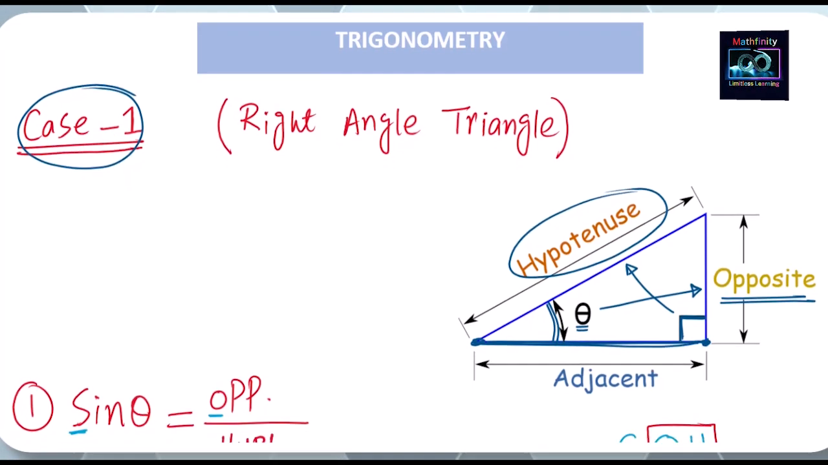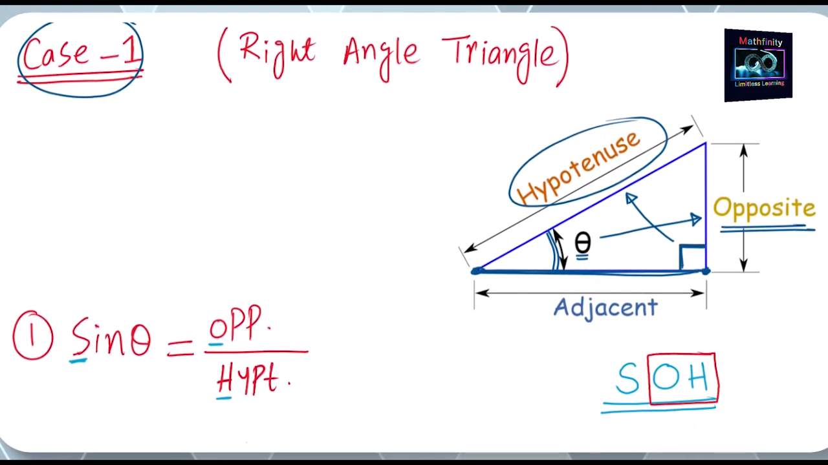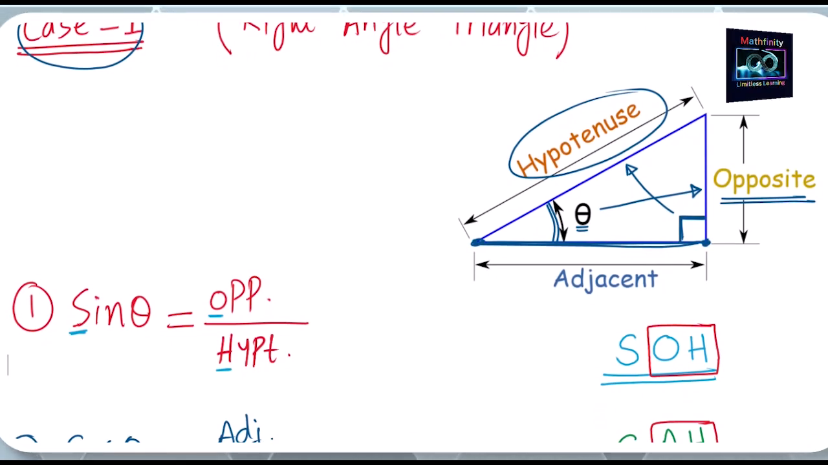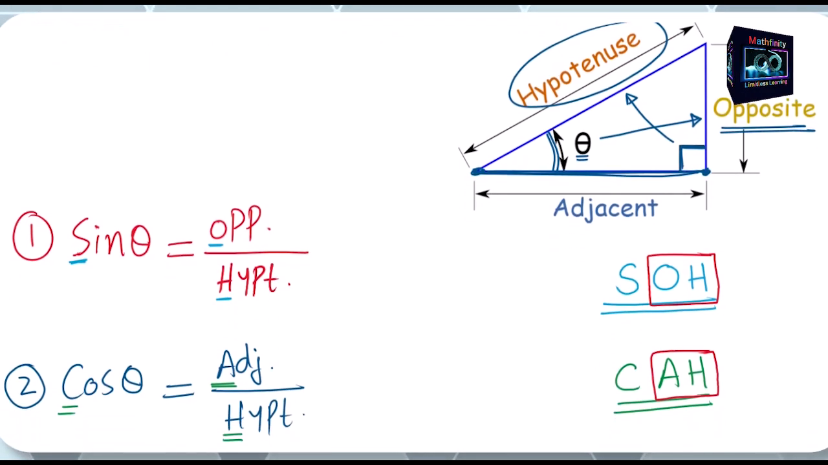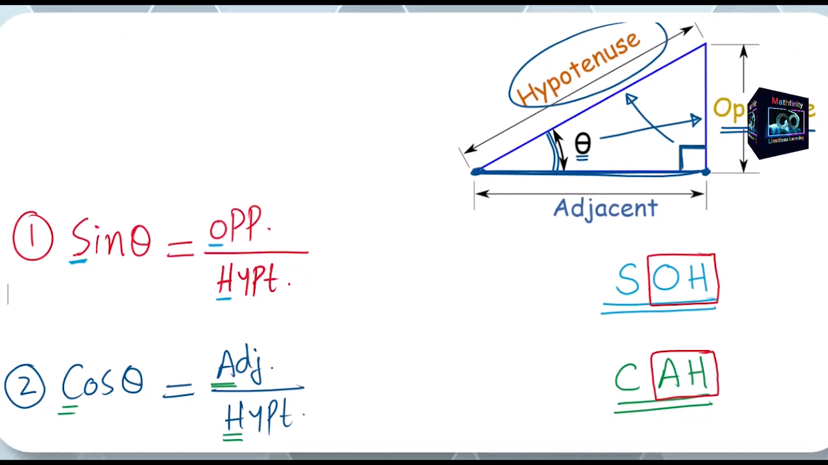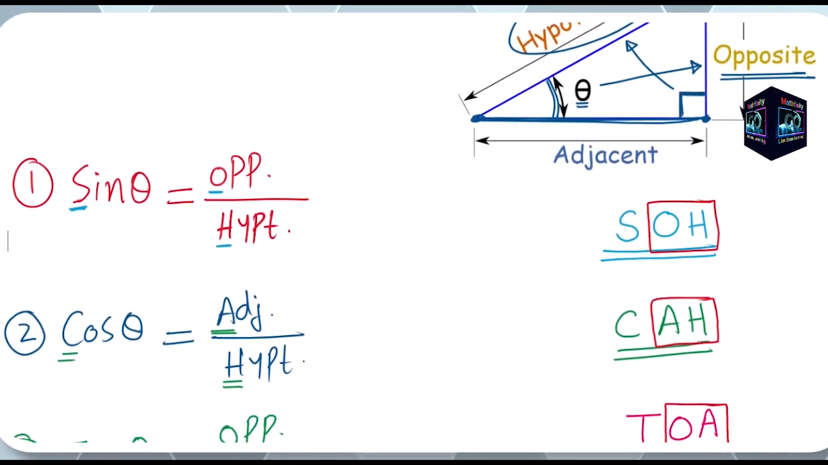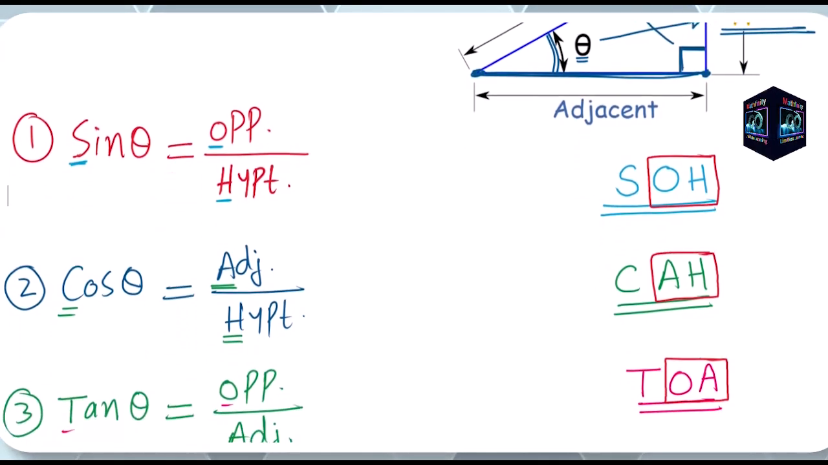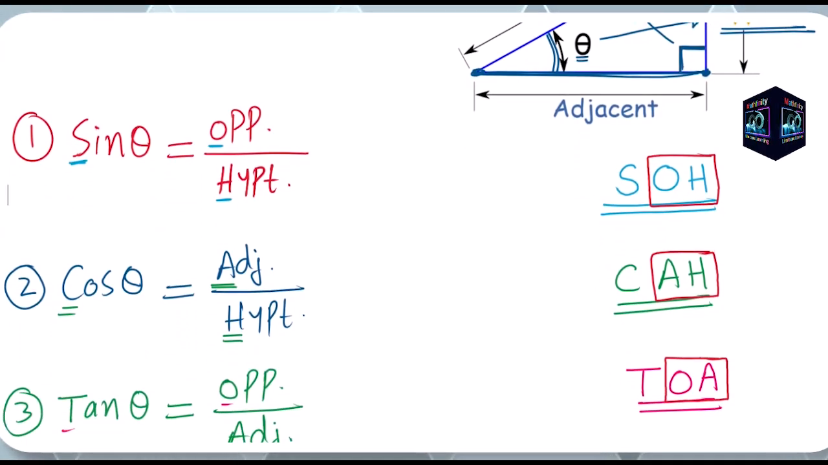After finding the sides, the first formula you can apply in case 1 is sine. Sine theta is equal to opposite over hypotenuse. The second formula we can apply is cos theta. Cosine theta is equal to adjacent over hypotenuse. And the third formula is tan theta, which is equal to opposite over adjacent.